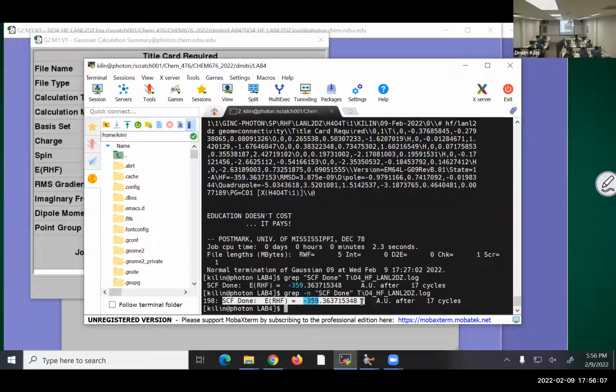I would say SCF done in quotation marks. One types SCF, which stands for self-consistent field, and then the file name.